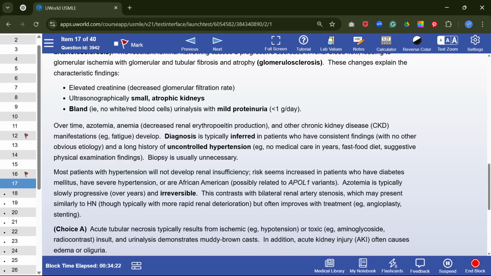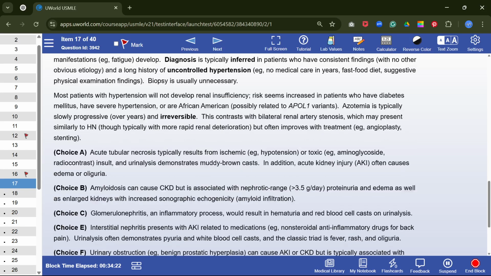These contrast with bilateral renal artery stenosis, which may present similar to hypertensive nephrosclerosis, typically with more rapid renal deterioration, but often improves with treatment, angioplasty, and stenting.